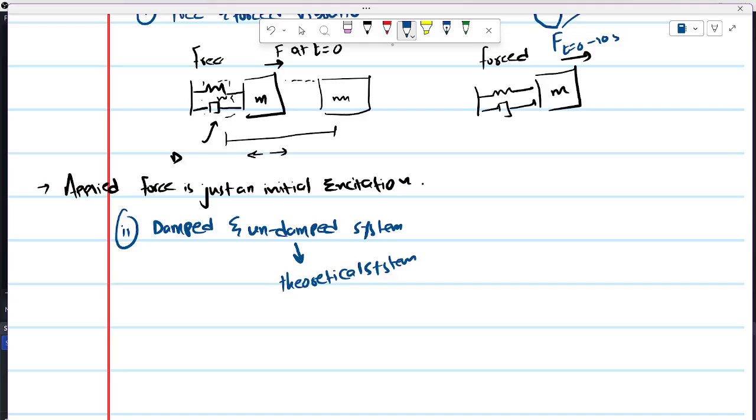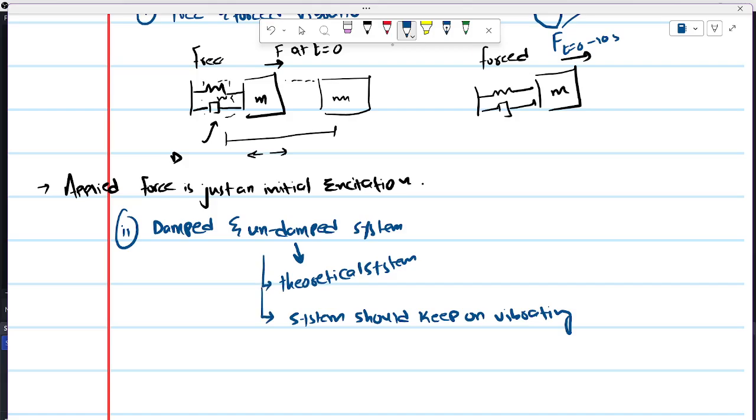When there's no damping, ideally the system should keep on vibrating, because the spring is transferring energy to the mass, and the mass is transferring energy back to the spring, and they will keep on dancing like this, and there's no energy loss. If there's energy loss, it means there's some damping, either in the form of heat, pressure, or viscosity. We don't know. So that's an undamped system.